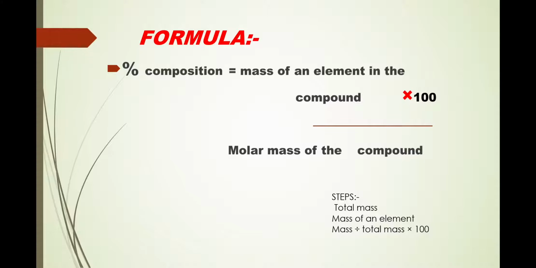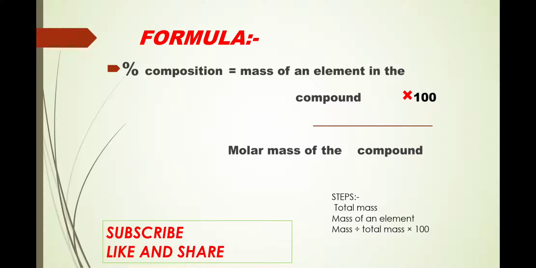The formula to calculate percentage composition is mass of an element divided by total mass of the compound, into 100. Steps to calculate percentage composition. First, find the total mass of the compound. Second step, find the mass of an element. Third step, mass divided by total mass, into 100.